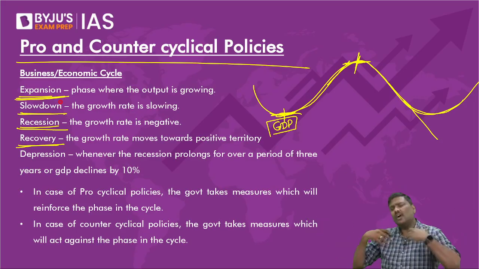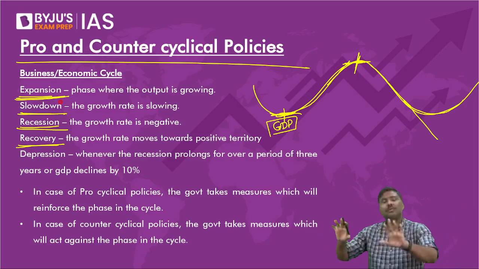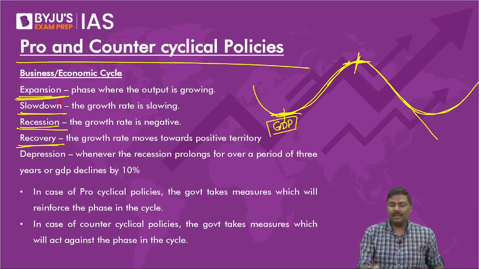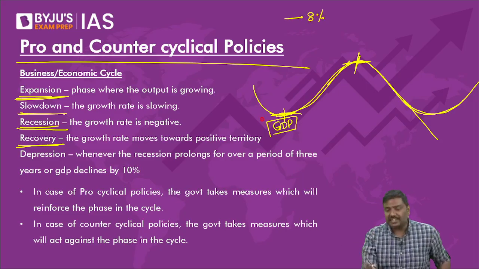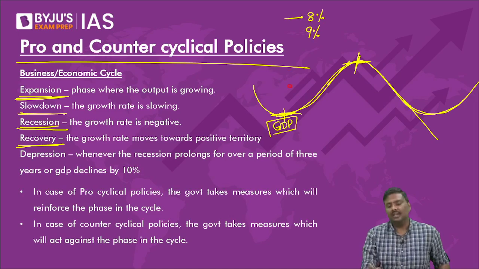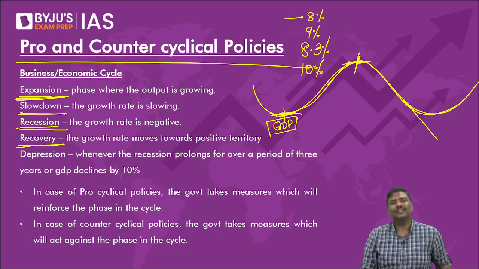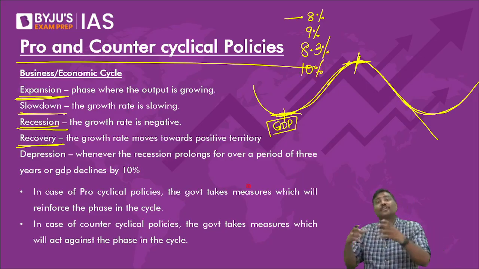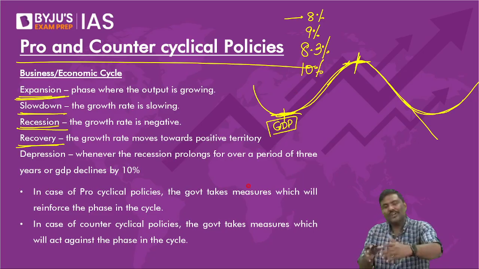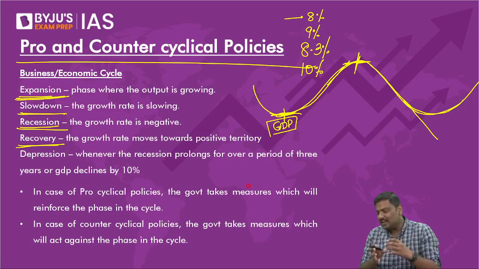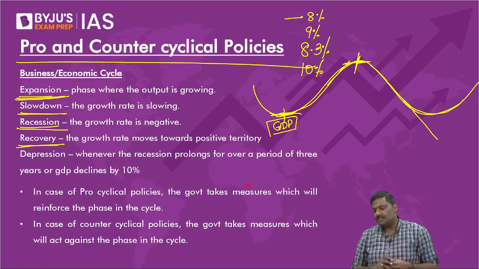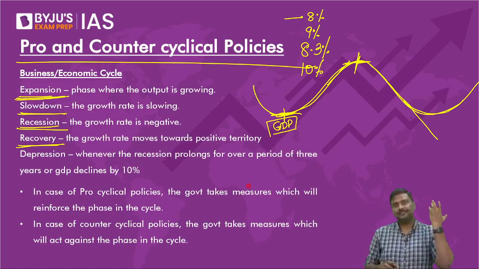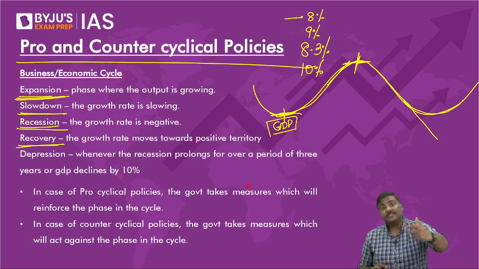It is increasing at a very good growth rate. For example, from 1 year to next year, 8% growth rate. Next year, 9% growth rate. Next year, 8.3%. Next year, 10% growth rate. Can't you see that Indian economy, if this is achieved, we are not going to achieve this very soon. If this is achieved, economy is growing. Economy is moving at a very, very good pace. That is called as expansion.